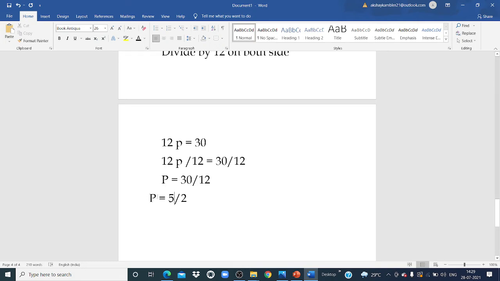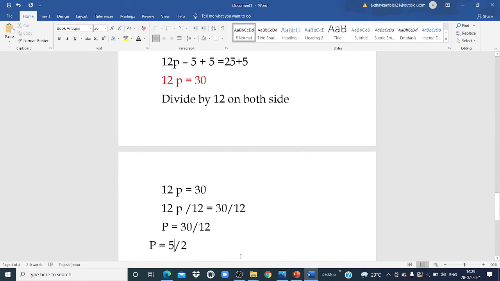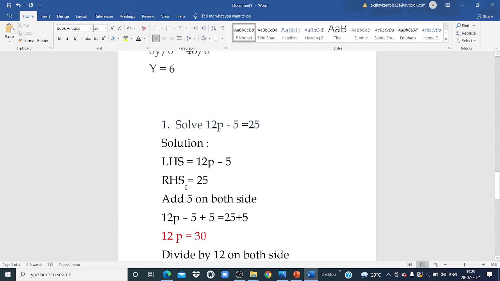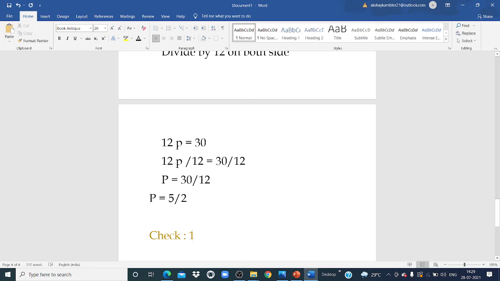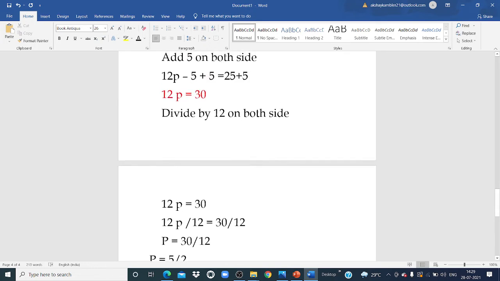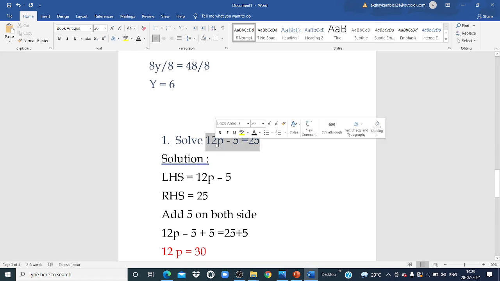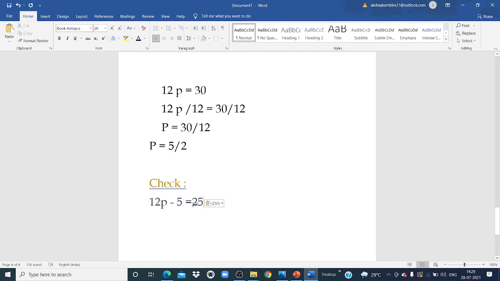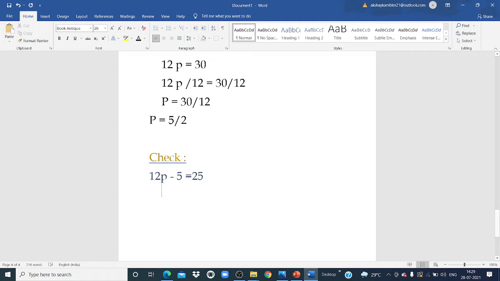For cross checking the answer, you can cross check. This is not compulsory for all, but for cross check, what you have to do? Put the value of P in the given solution. The given example is 12p. Shall we cross check? I'll write the example. It is not necessary to write again, but if you want to cross check the answer, then you can do it.